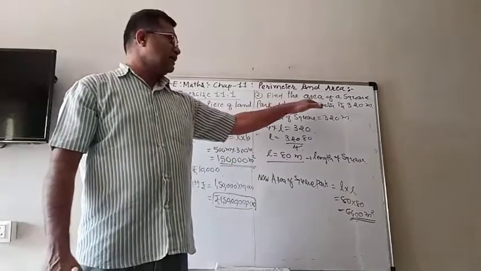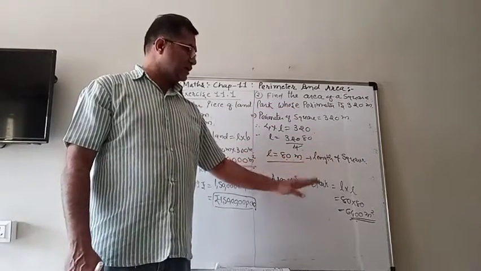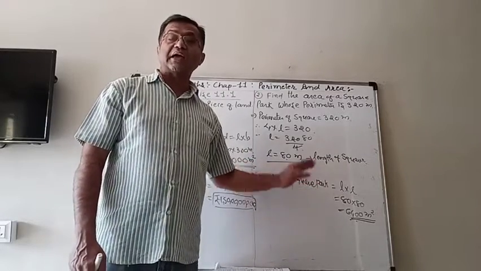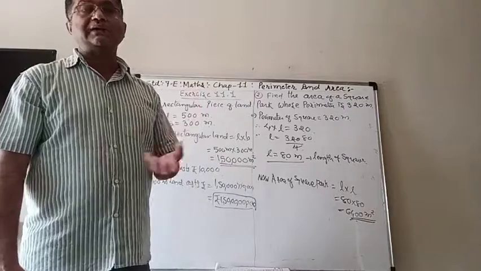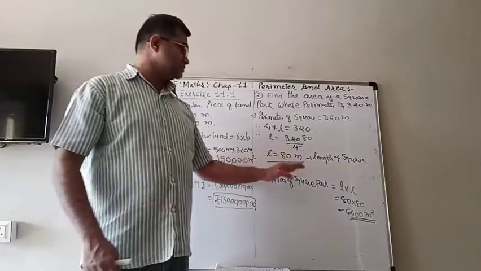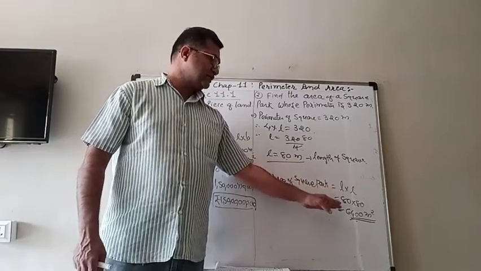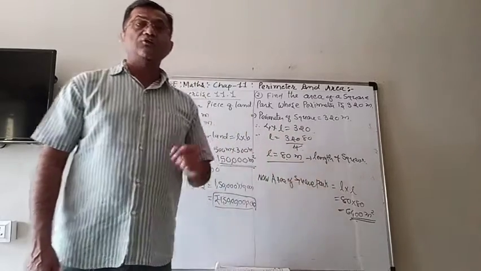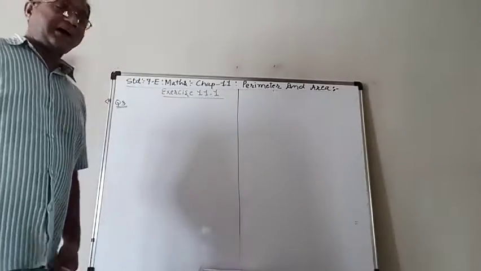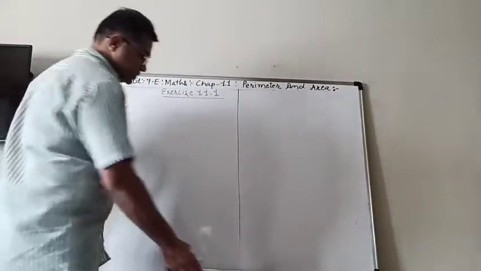So we find the length of the square, and then by using the formula of area, the area of a square is L multiplied by L, side multiplied by side. And it is 80, so 80 multiplied by 80, that is 6,400 meter square. Now let's do the third question.